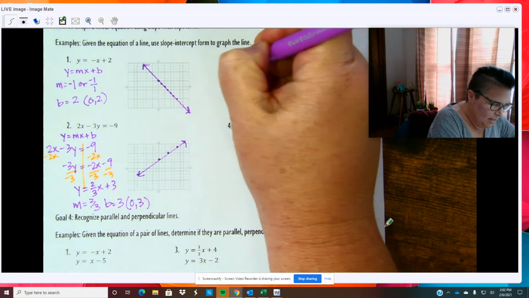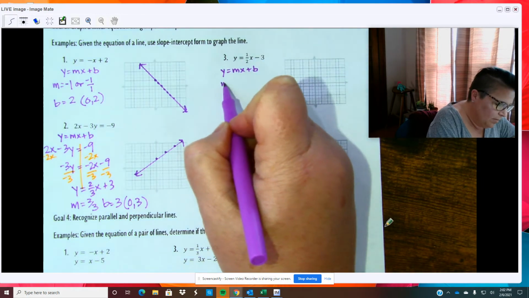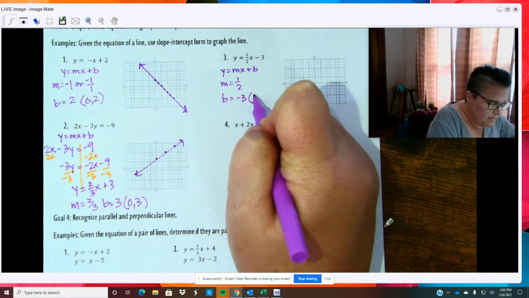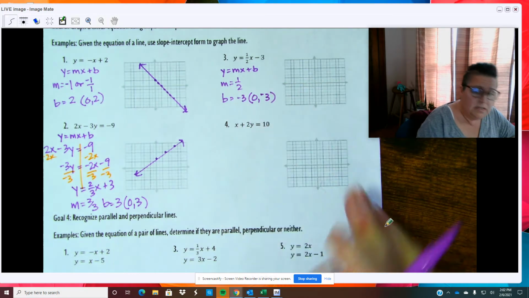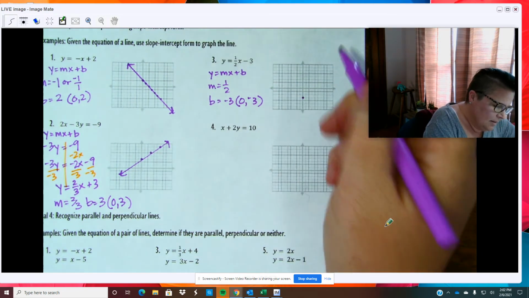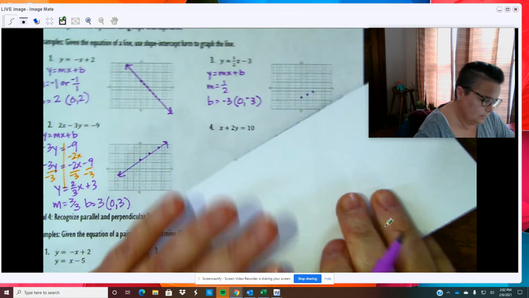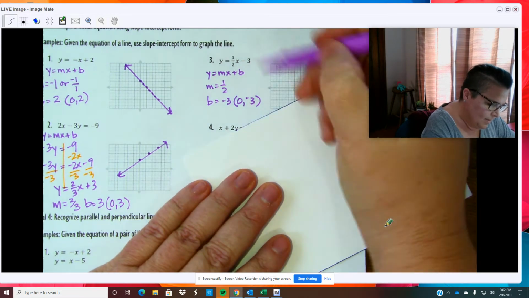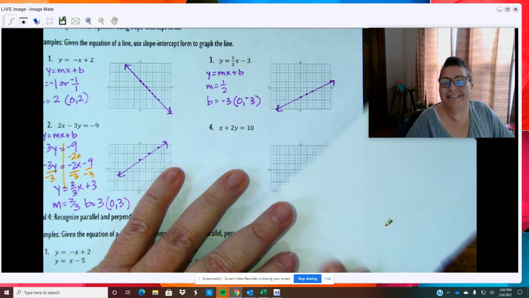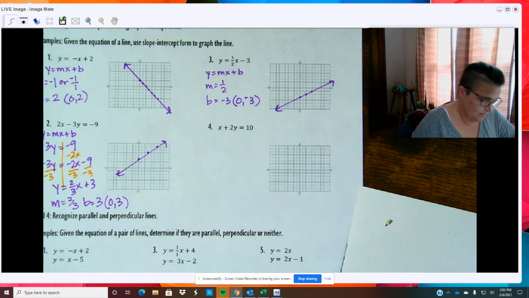Number 3, y is equal to mx plus b. I can clearly see it is already in that form. My m is going to be 1 over 2. The b value is negative 3, which means I need the point (0, -3) to begin. Beginning at (0, -3), I'm going to move up 1, right 2, up 1, right 2. Keep going from there, plot the line, and we're good. Once again, I believe in WebAssign you only need 2 points, so don't worry about trying to get all of them on there.